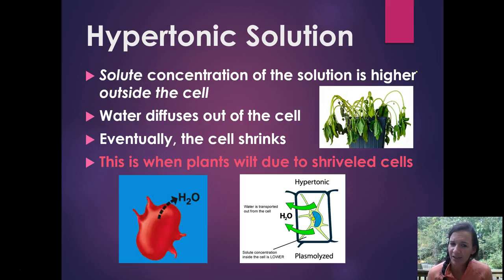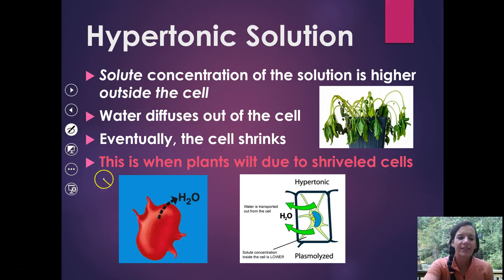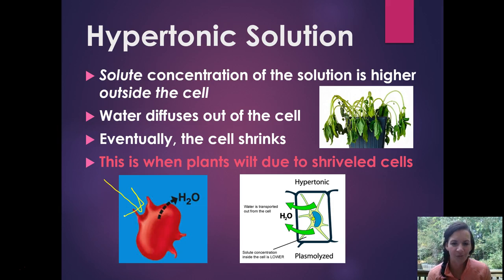So a hypertonic solution, on the other hand, is when the solute concentration is higher outside of the cell. In this situation, water is leaving the cell, and eventually the cell is going to shrink. This is also why plants wilt. When plants are wilting, it's because they don't have enough water in their cells. And ironically, though, the cell structure stays the same.